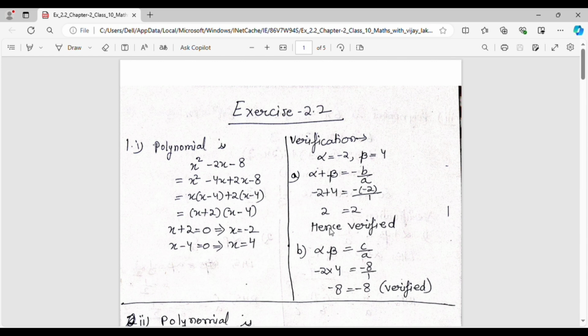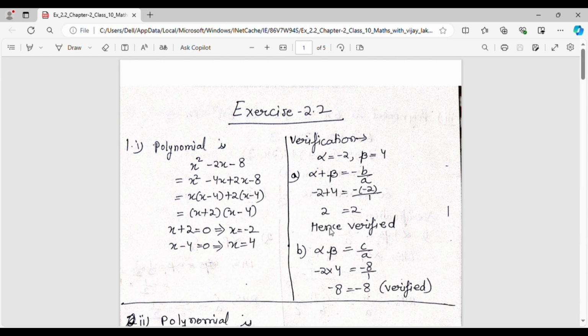Then the next part is to verify the relation between the zeros and the coefficients. We are taking the zeros as alpha and beta, and the first relation is alpha plus beta equals minus b upon a. We will solve both the parts, LHS and RHS. We will add the zeros, minus 2 plus 4, which will give 2, and minus b upon a, where b and a are the coefficients of x and x square respectively in the polynomial, we will get 2. Hence the first relation is verified.